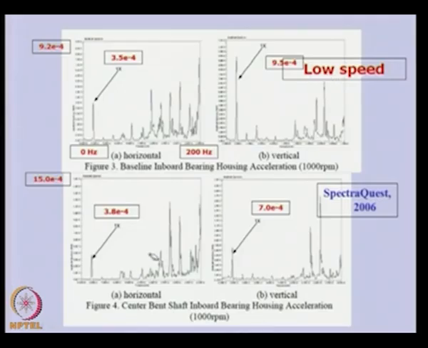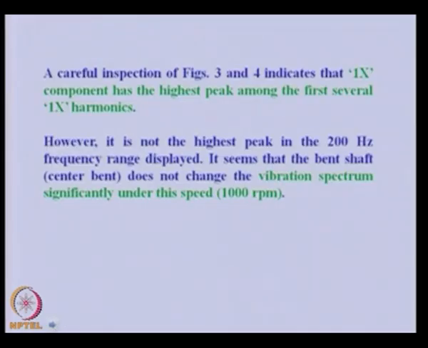And this is the response when we introduce the bend into the shaft, and we are measuring the vibration from the bearing housing. At the same speed, we can see those peaks are still there, but the amplitudes are different. You can see here it is 9.2, but here 15.0. So, amplitudes are different, but not an appreciable amount of difference was found between these two responses for slow speed of operation.